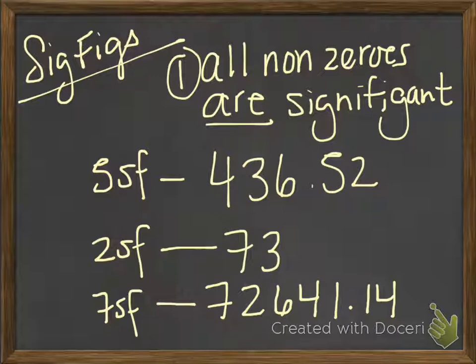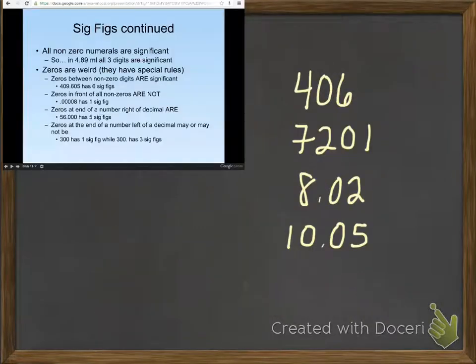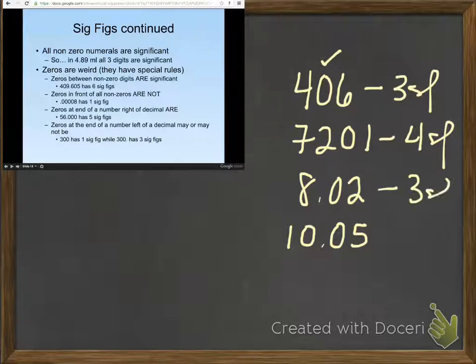What about zeros? Well, they're kind of weird. Let's look at the rules for zeros. Okay, we said any non-zero digit was significant. And the first rule for zeros is, if a zero is between two non-zeros, it's significant. So 406 has 3 sig figs. 7,201 has 4 sig figs. 8.02, 3 sig figs. And 10.05 has 4 sig figs. If they're between two non-zeros, they are significant. Not so bad.